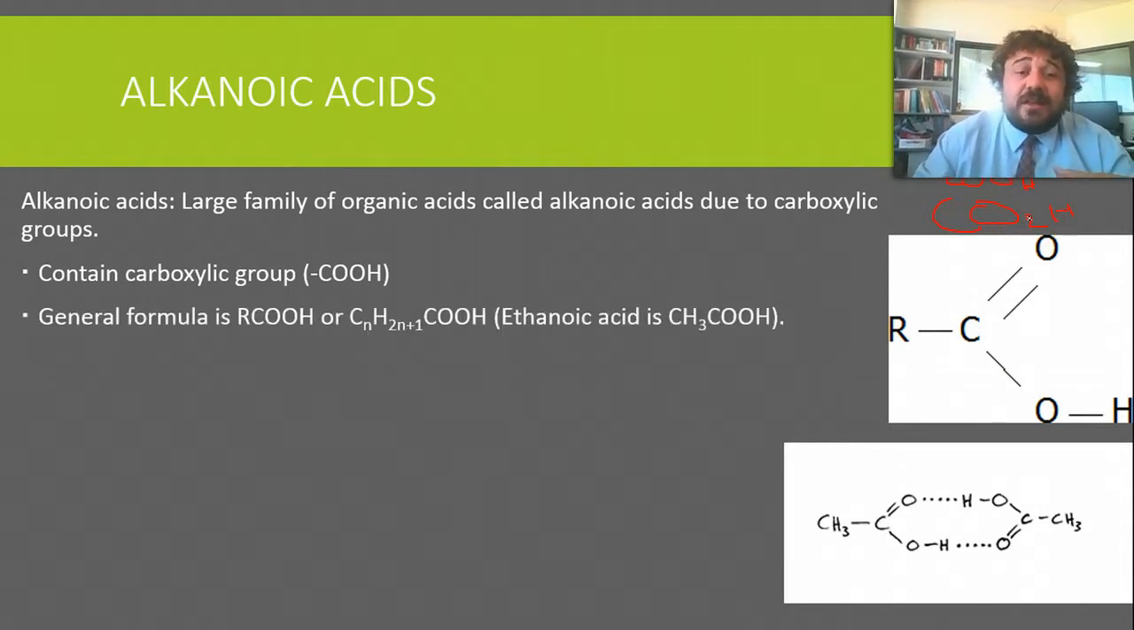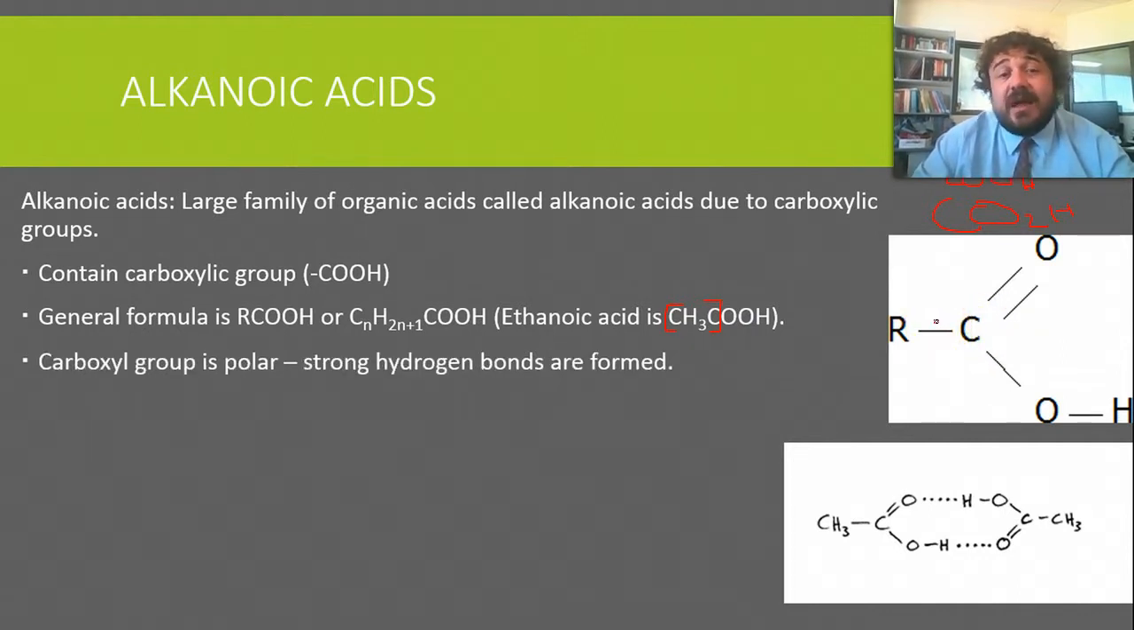So the general formula is CnH2n+1COOH, just like the alkanols. Ethanoic acid: ethane, meaning it has 2 carbons, and the oic acid goes on. This C here, part of the carboxyl group, actually makes up part of the chain.